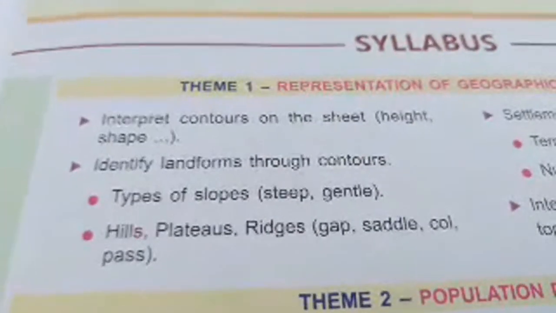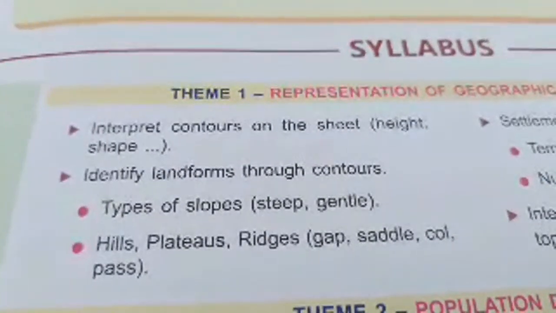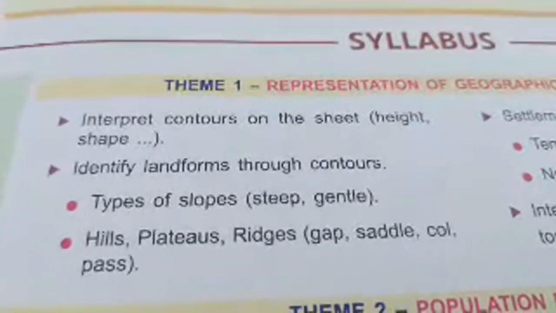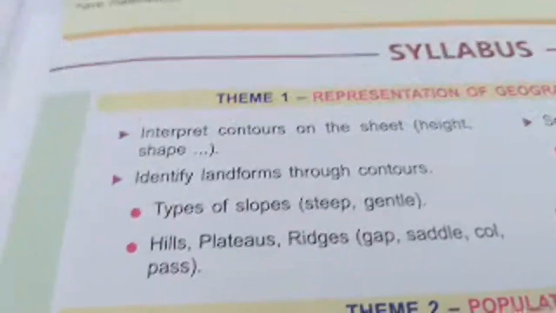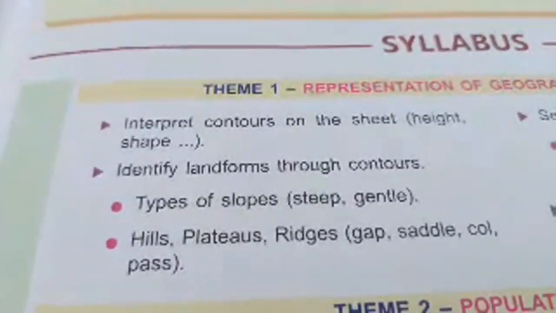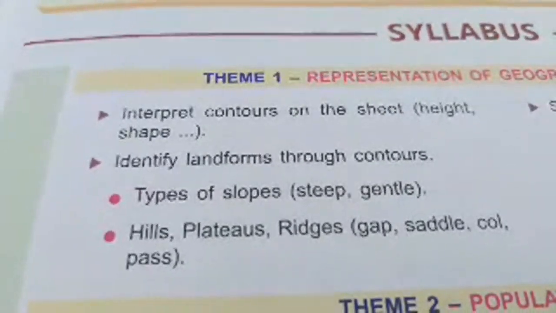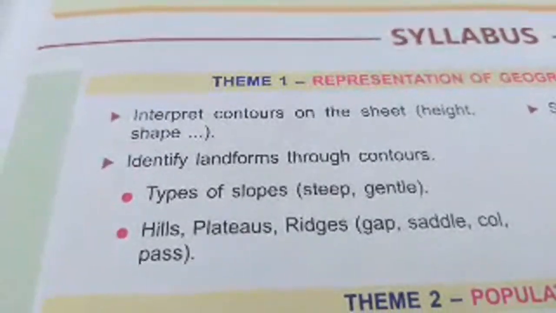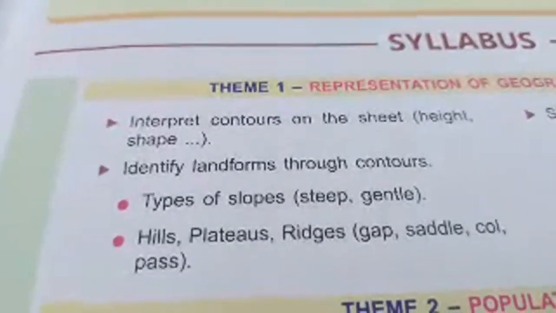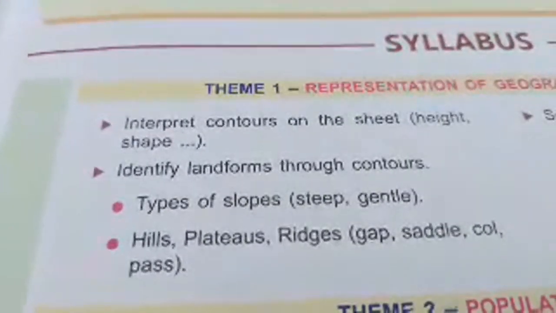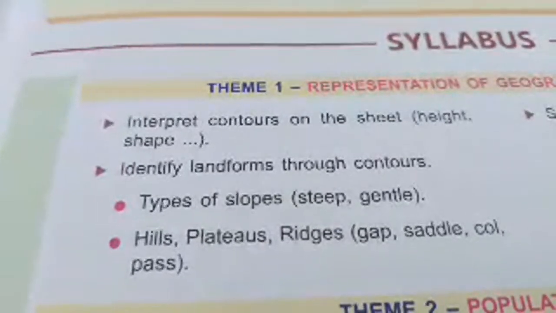Then you will study about identifying the landforms through the contours, about the types of slope, steep slope, gentle slope. Then you will learn how to identify the hills, plateaus, ridges, that is gap, saddle, col, pass. You will see all of these things, what they mean.